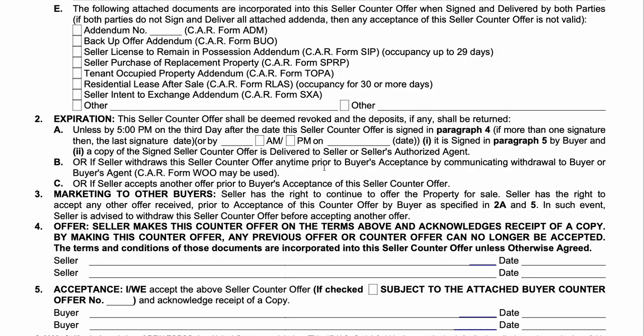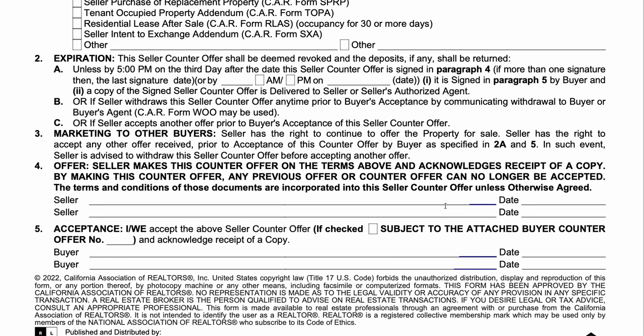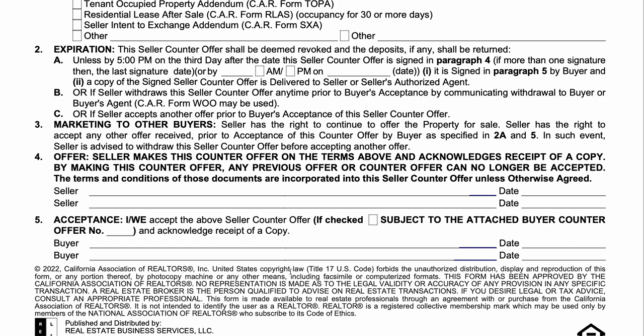All right, and then expiration. It expires on the third date, or you can change when it expires. And that's it. The seller signs and sends it. And if the buyer agrees, the buyer signs. If the buyer doesn't agree, the buyer still signs, but the buyer must check this box here. No matter what, this form has to get signed by both parties if this transaction proceeds.